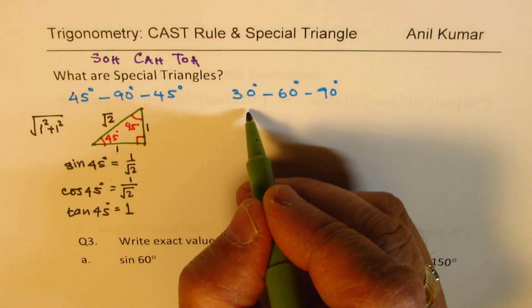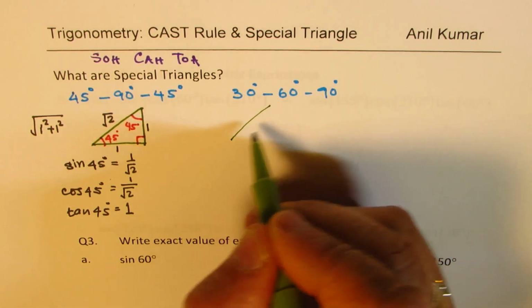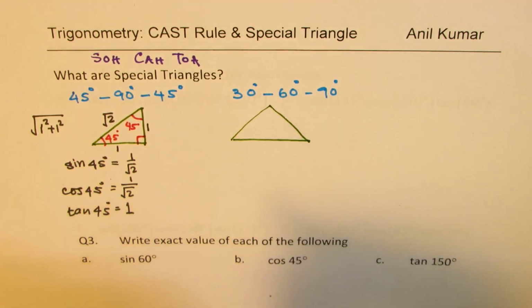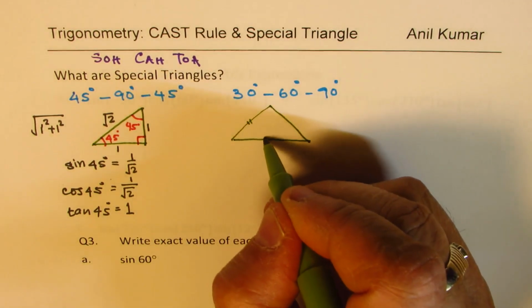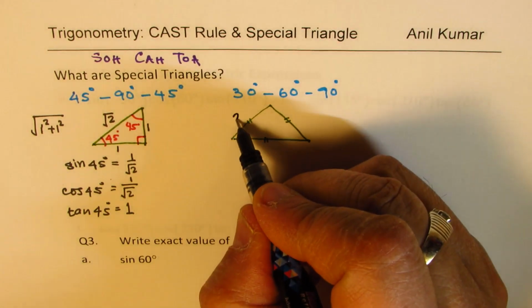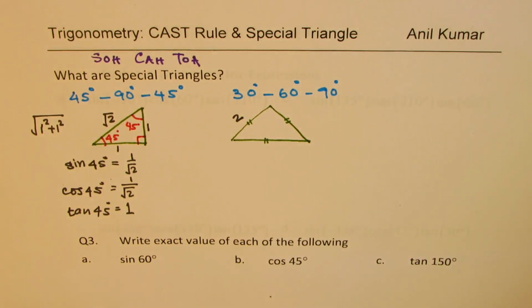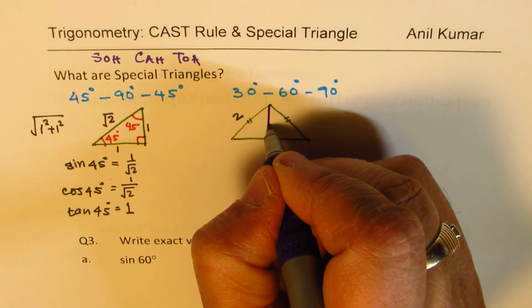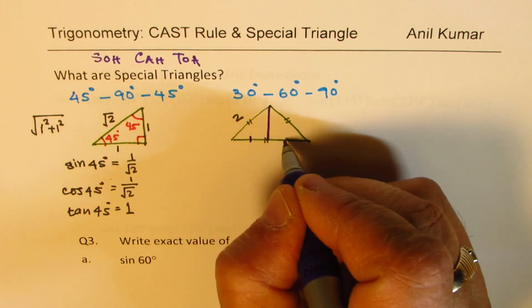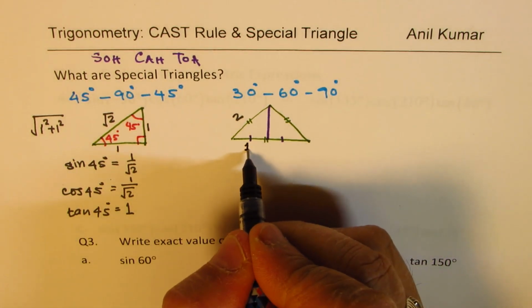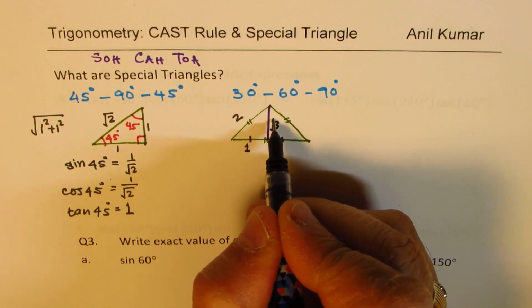Now, the next triangle for us is 30, 60, 90. So 30, 60, 90 we actually get from an equilateral triangle. So let me first sketch an equilateral triangle where all sides are equal. Let us say that these sides are of length 2 each. Now, let me drop a perpendicular from one of the vertices to the opposite side. So that will cut it into 2 equal parts. Then we'll get half of this as 1, and this side will be square root of 3.